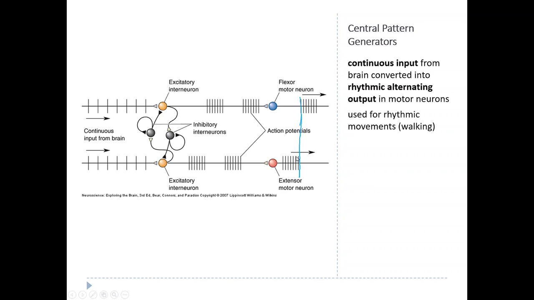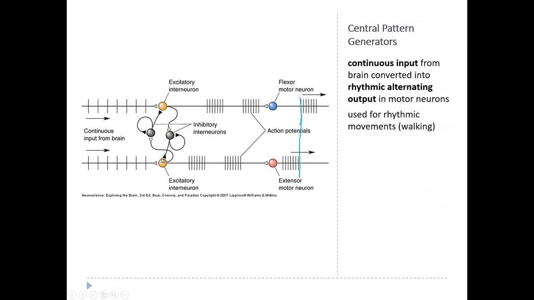So the question is, how does this circuit convert continuous input into a rhythmic alternating output? And it doesn't require a whole lot of circuitry. Basically, there are excitatory interneurons that are activated by the continuous input from the brain, and then inhibitory interneurons that are connected between the two of those, which basically make sure that when one neuron's active, the other one is quiet.